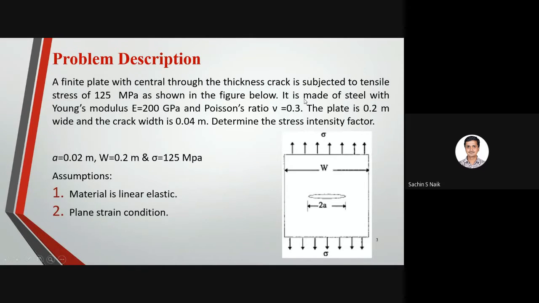It is made of steel with Young's modulus of 200 gigapascal and Poisson's ratio of 0.3. The plate is 0.2 meters wide and the crack width is 0.04 meter. Determine the stress intensity factor for this plate. So we note down the details in our own terminology of fracture mechanics.